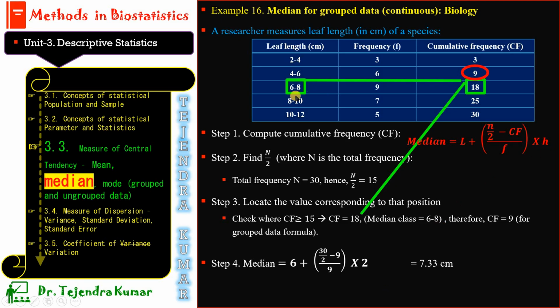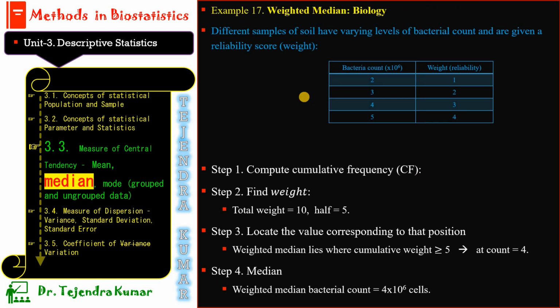Here you can see the difference: 2 to 4, 4 to 6, 6 to 8, 8 to 10, 10 to 12. In each class there is a difference of 2, and that's why the answer is 7.33 centimeter. So the median leaf length is 7.33 centimeter. In the next example, we will calculate the weighted median.